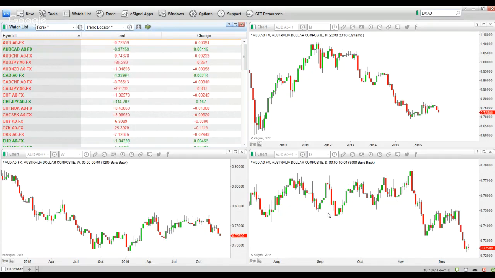Now, depending on which strategy I'm using, depending on what price is dictating, I either enter on the weekly or I enter on the daily. And depending on how I enter, I will also manage my stops on that particular time frame. So I could enter on the weekly and manage my stop on the weekly. I could enter on the daily and manage my stop on the daily.